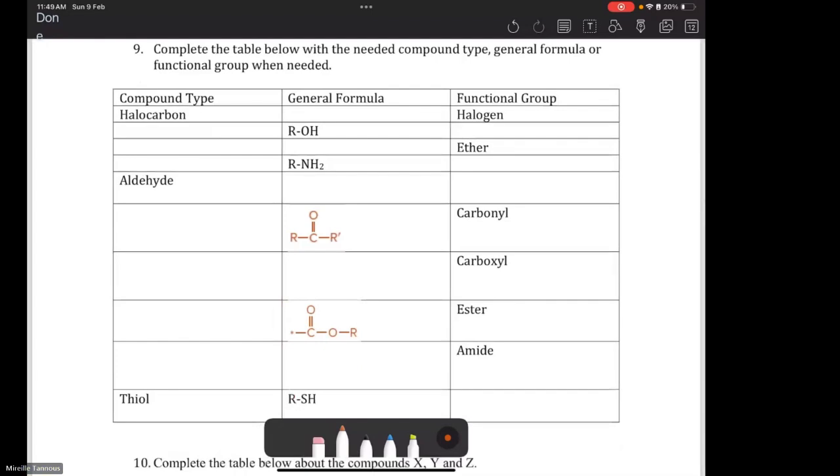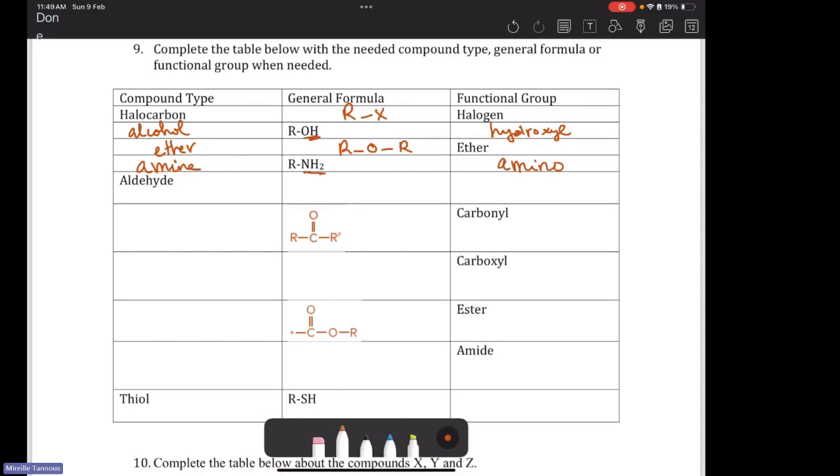Again, functional groups. General formula. Halogen: R is a carbon chain, meaning alkyl group, so it's RX. This is an alcohol and a hydroxyl. Ether: I have to have C from both sides of O. The family name, the compound type, again is an ether. This one is an amine and the functional group is an amino.